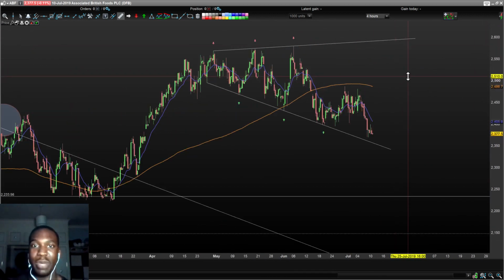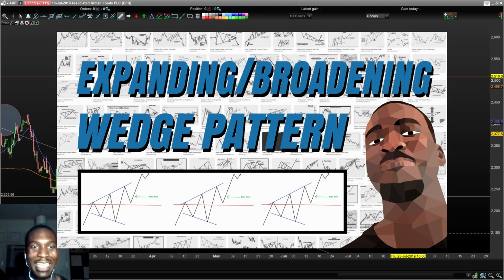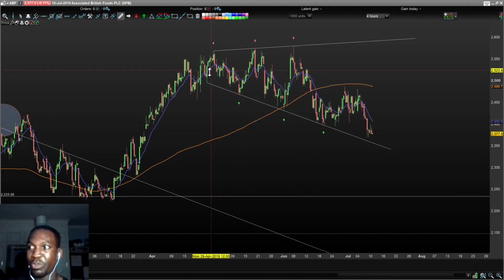Now I keep going on about this, but I've got a video about expanding wedge patterns and how to trade them. And this is a textbook expanding wedge pattern. It's peaked and troughed, and each high was higher, each low was lower. But it hasn't made a decision whether it's going to break out to the upside or the downside. What I wait for is for price to hit either a peak or trough, and then go to the middle, and then come back down again, or vice versa.